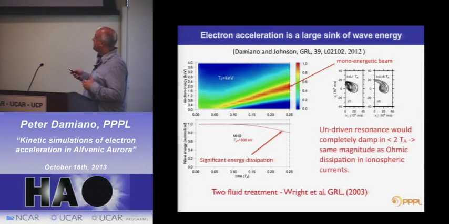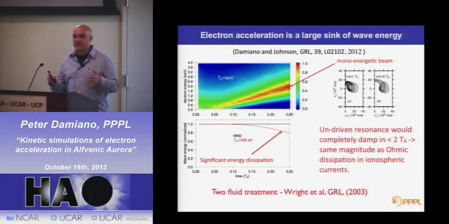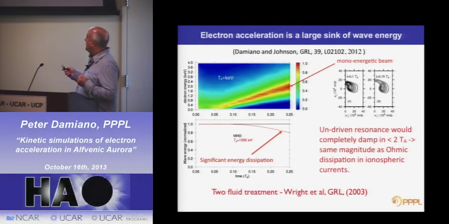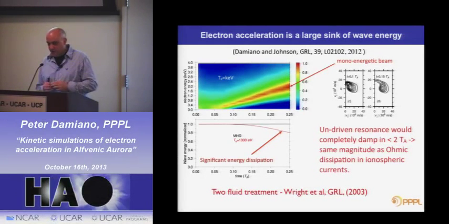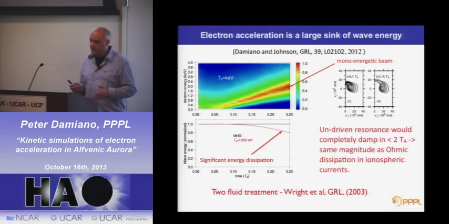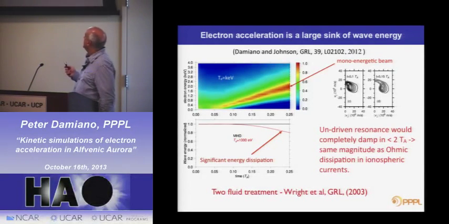And so you can measure how much of this energy is gone during that dissipation over this time. So in a quarter of an Alfvén period, we've dissipated almost 20% of the energy in the acceleration of the electrons. So this implies that you would completely damp this global mode in less than a couple of Alfvén periods.